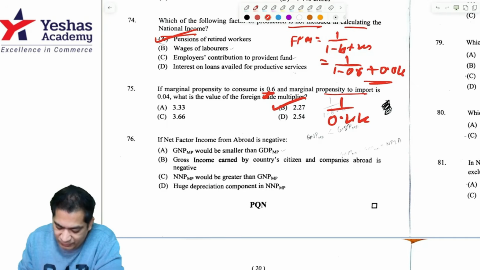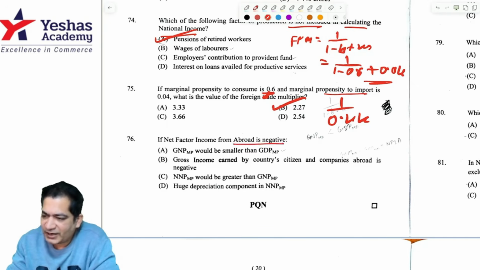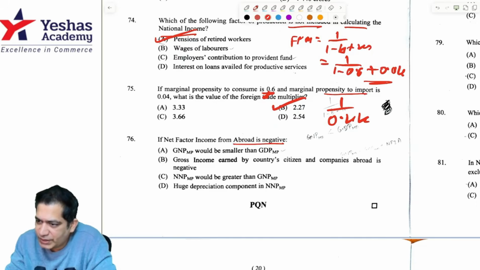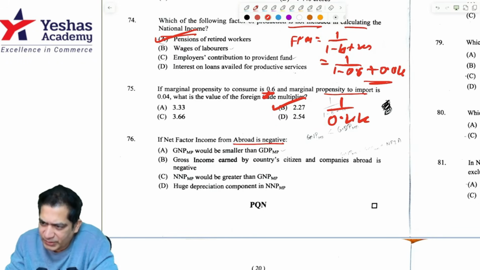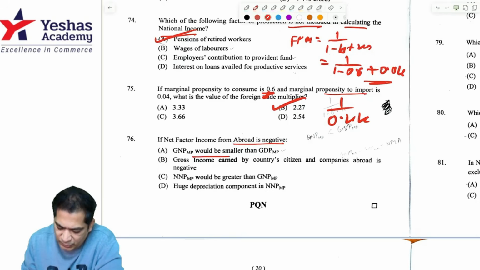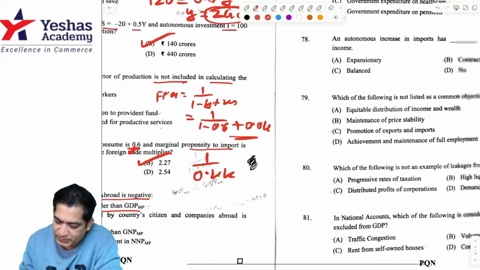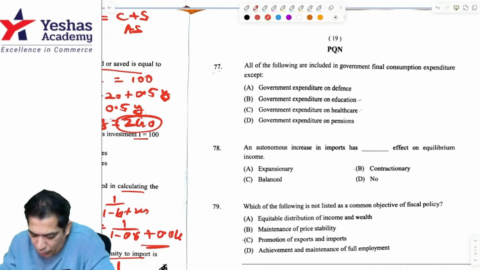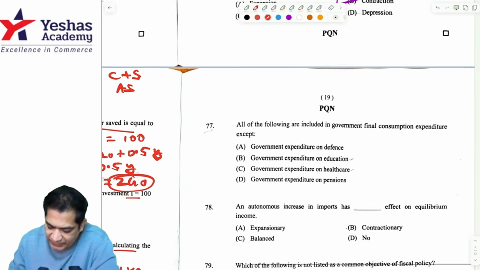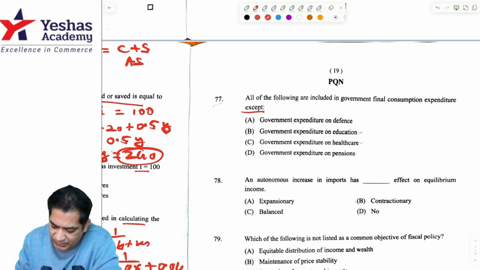If net factor income from abroad is negative, it means what? It means foreign institutions and foreign citizens are earning more in our country, and our citizens and our businesses abroad are earning less. In that case, gross domestic will be higher than gross national. So GNP would be smaller than GDP at market price, because the difference between GDP and GNP is NFIA, golden rule if you remember.